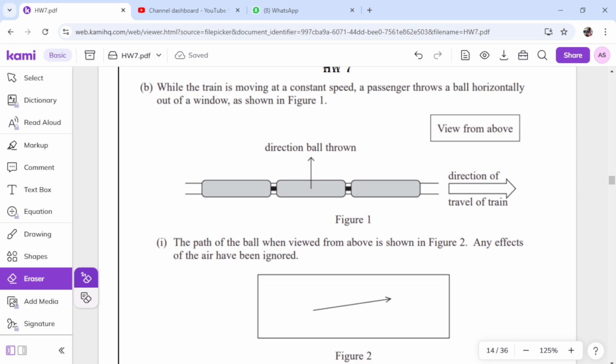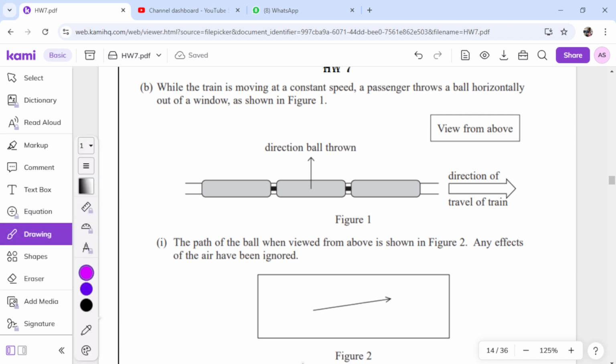Now he said, while the train is moving at a constant speed, a passenger threw a ball horizontally. So now, as you see, the ball starts moving because it's in the train, so it's moving in this direction. Now we threw the ball from the window, so we have a vertical velocity and horizontal velocity, so the resultant velocity will be in this direction as he drew for you. The path of the ball when viewed from above is shown in figure 2. Any effect of the air resistance can be ignored.